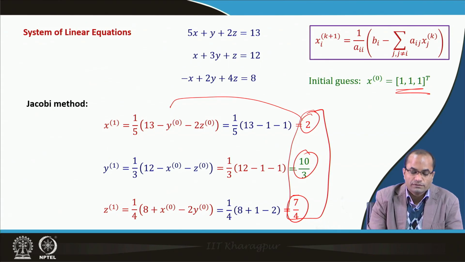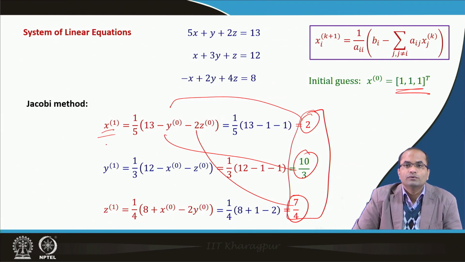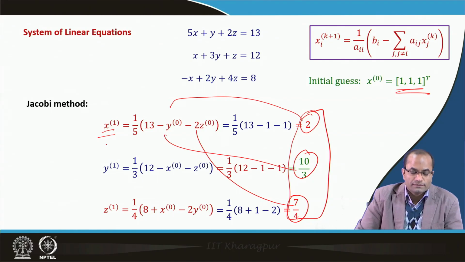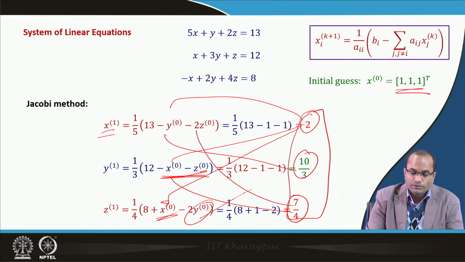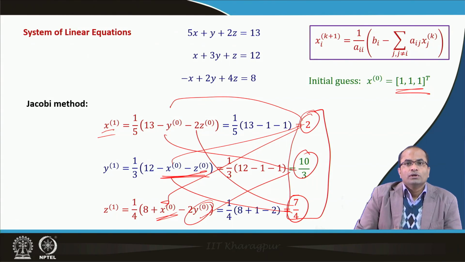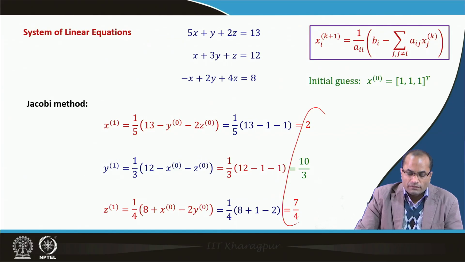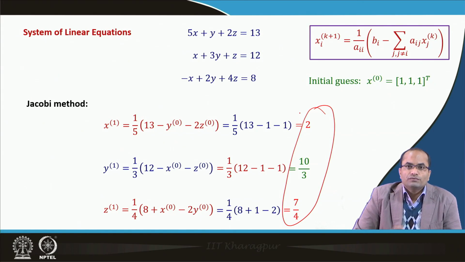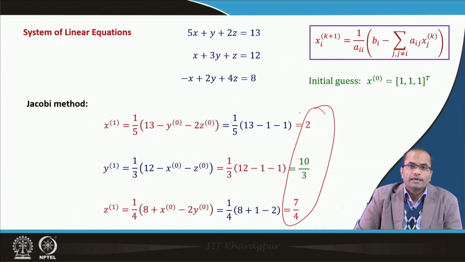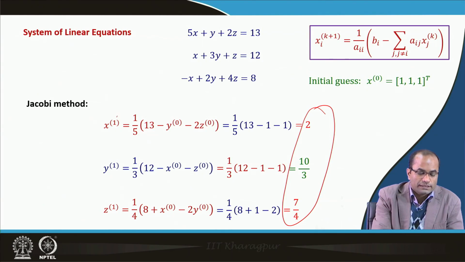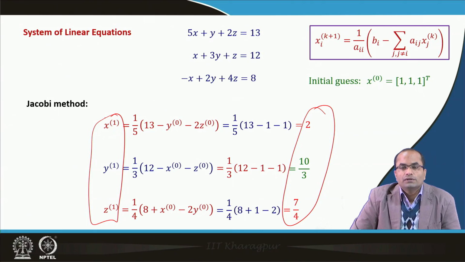So, for y, for instance, this will be used, for z this will be used, and then we will get the new value after the next iteration. For x, again here this x and z values will be used, x and z from here. Again in this case x will be used as 2 and y will be used as 10 by 3. So, we can apply, or we can use these values which we have computed now to forward our iteration to get the values after second iteration. So, these are the values after first iteration.